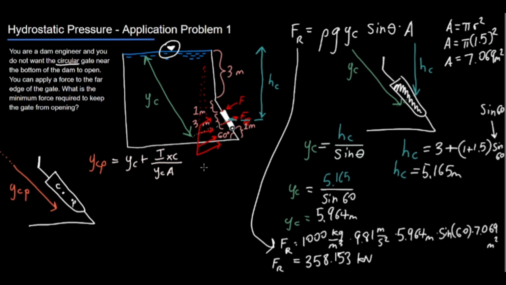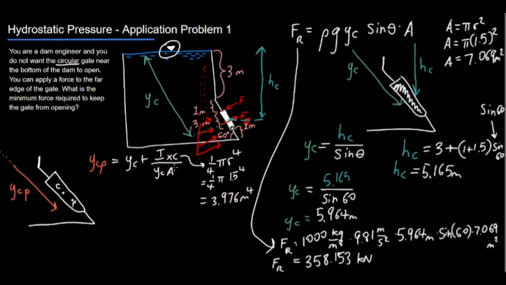And so this may not be given. You may need to know it off the top of your head. For a circle, it is 1/4 pi r to the 4th. So we'll just draw this over here. 1/4 pi r to the 4th. All right. And so if we calculate that, we have 1/4 pi 1.5 to the 4th. I know that's agonizing to try and read. And that value comes out to 3.976 meters to the 4th.